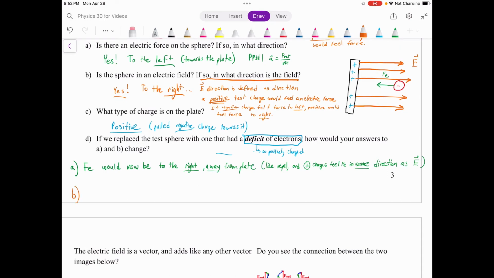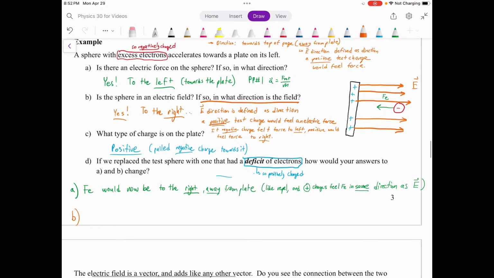Would our answer to B change? Okay, we'd be placing it into the electric field. Now, what is the electric field? What's the source of this electric field? It's the plate, right? The plate is generating this electric field that is causing this electric force on our sphere. Does swapping out the negative for a positive change anything about our plate and its charge and its properties?